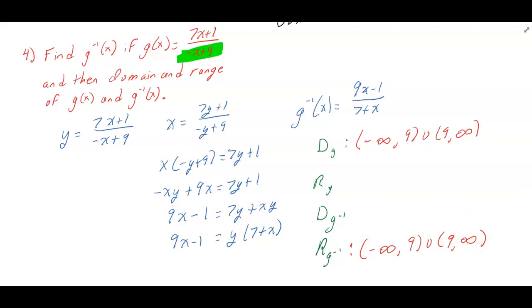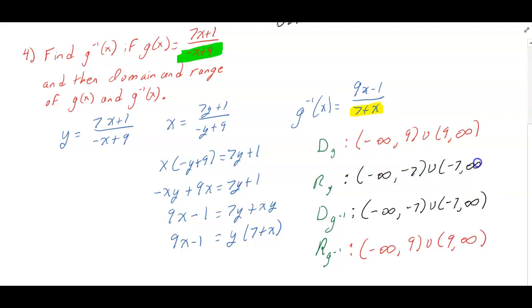And then the range of the function is the same as the domain of the inverse. So if I look at the 7 plus x for the inverse function, I know it's everything but negative 7. So negative infinity to negative 7, union negative 7 to infinity. That's both the domain of g inverse and the range of the original function. So that's another example of finding the inverse function. This happens to be a rational function.